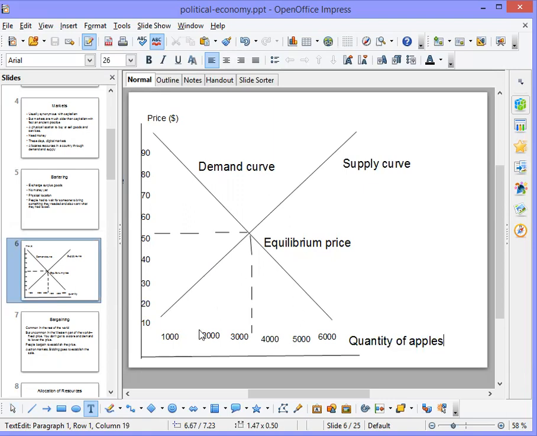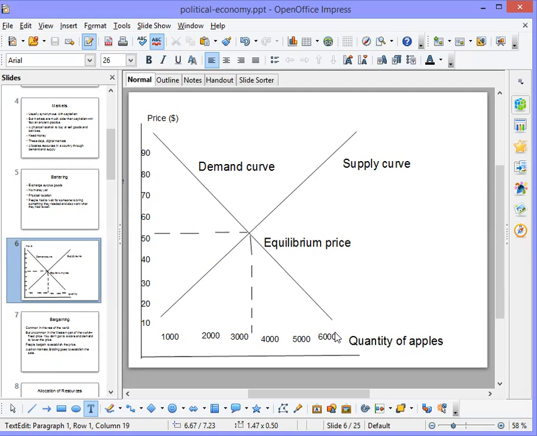Whenever the price is low, like 10, he's only willing to sell 1,000 apples, okay? But if the price goes up to 90, if somebody is willing to pay $90, then he's willing to sell 6,000 units of apples. So that's the behavior of the supplier. He wants to make more and more money, right? So he wants to make that profit. He doesn't want to sell at a very low price.